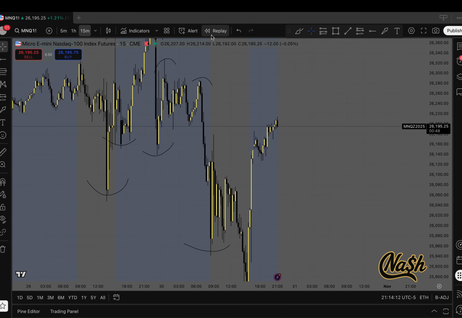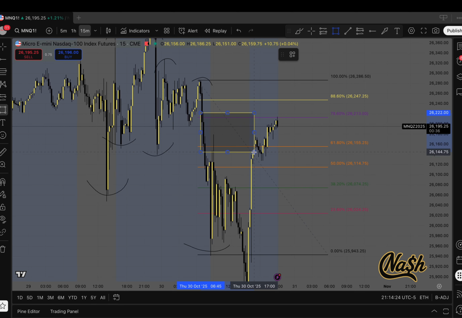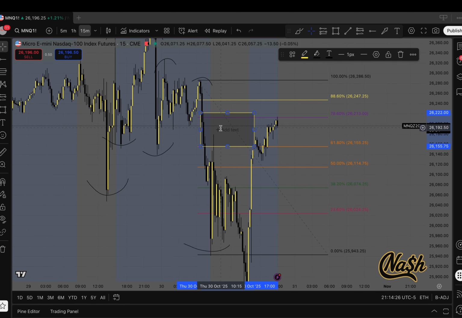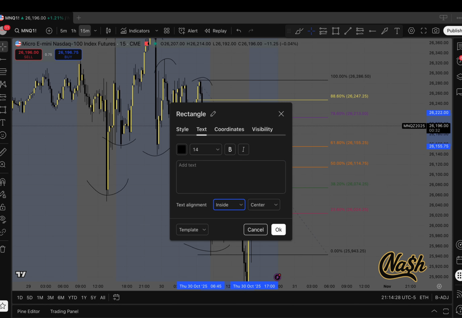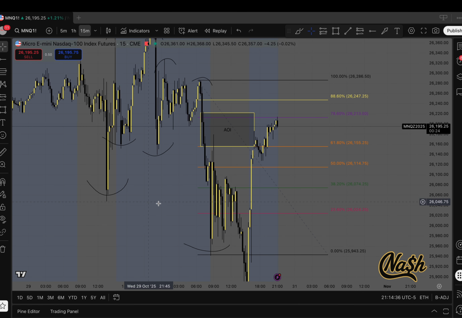Once I seen that, I was like, okay, where is price going to create the lower high at? Pull out the fib, top to bottom, lower high is in this area. This is now your area of interest, right? Or AOI. This is now your area of interest, right?